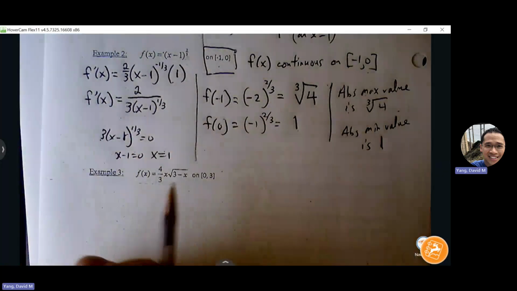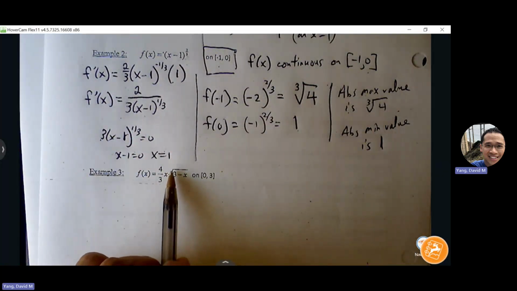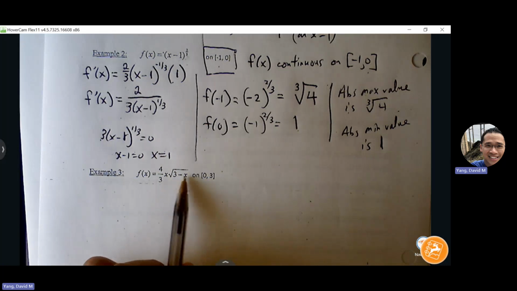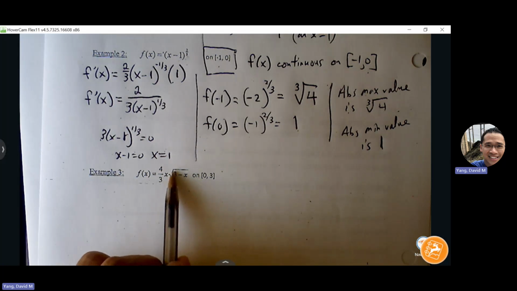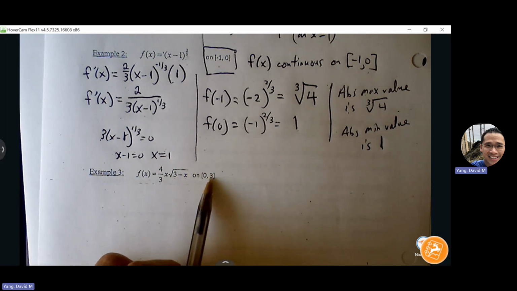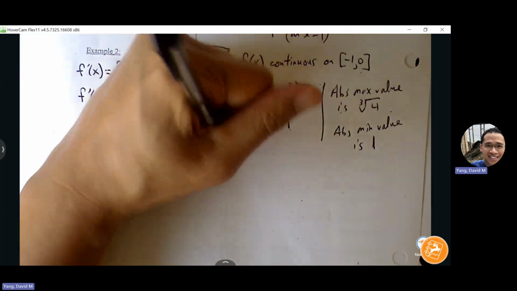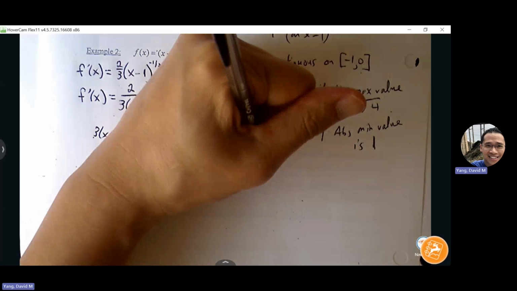Okay, example 3. We consider, is there any issue here between 0 and 3? If I plug in 0, there's no issue. If I plug in 3, there's no issue. I just have to worry about, is there something that's going to cause this to be a negative? I can't have a negative value under the square root, but I don't have any issues anywhere between 0 and 3, and the endpoints are safe. So our function is continuous on the closed interval.